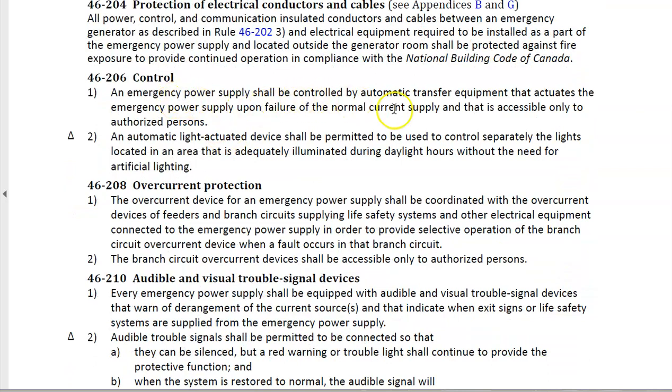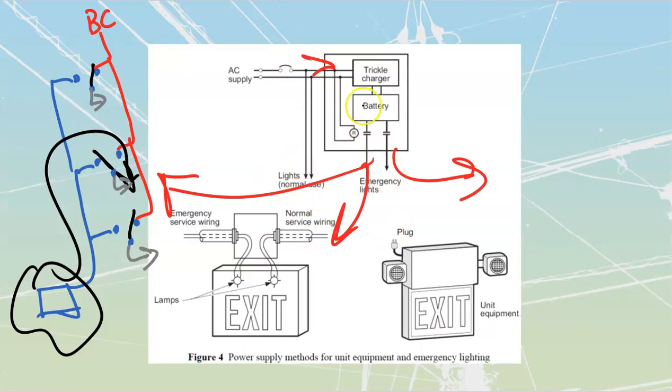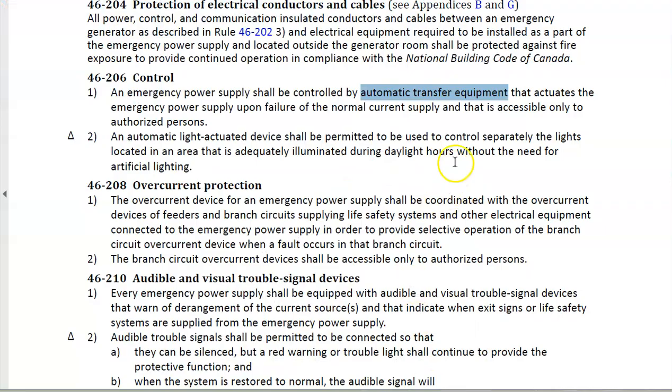Control, emergency power supply shall be controlled by automatic transfer equipment, whether inside of the unit equipment, so what we saw inside of these ones over here, where we've got that little battery and trickle charger, and then that contactor that's going to fire in, or it could be off of a larger system, like an actual transfer switch for a genset. Emergency power supply shall be controlled by automatic transfer equipment that actuates the emergency power supply upon failure of the normal current supply and that is accessible only to authorized persons. It shouldn't be anywhere in the public that they can go and use.